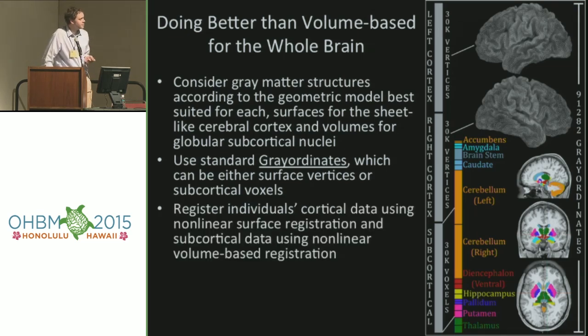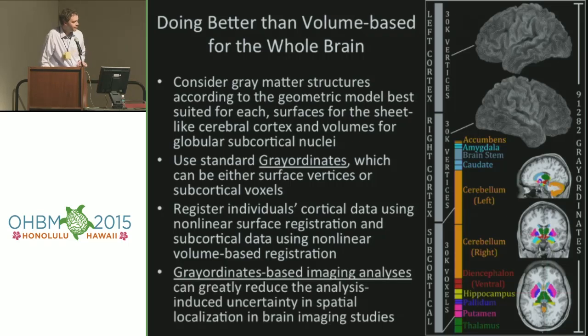We're going to register individuals' cortical data using nonlinear surface registration and their subcortical data using nonlinear volume registration. And if we do our analysis in the grayordinates framework, we can greatly reduce the analysis-induced uncertainty in spatial localization.